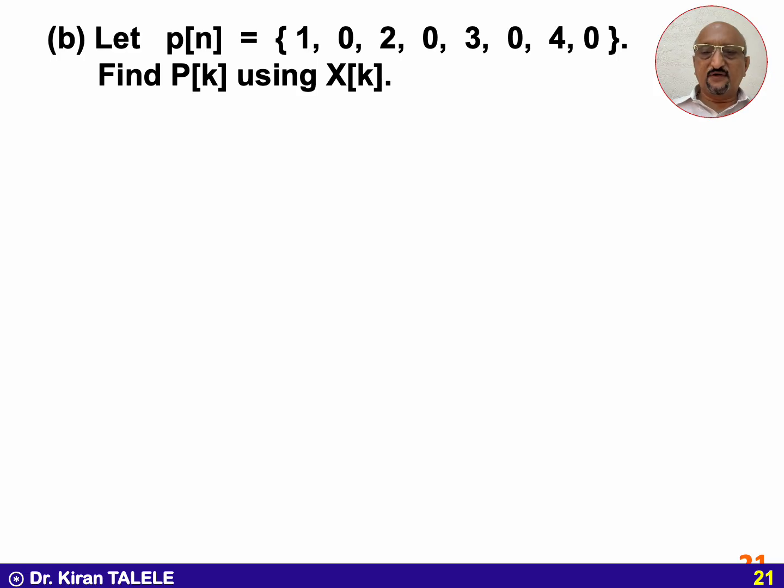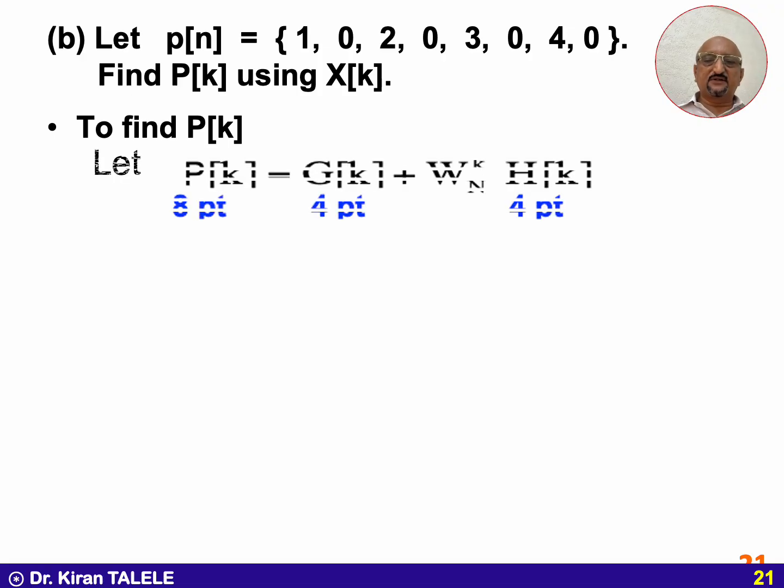Now in this question, we have to find P of k using X of k. P of k in terms of X of k is possible only when p of n is possible to write in terms of x of n. So first you have to compare the samples of p of n with x of n, and then you have to write P of k in terms of X of k. We can easily make out that alternate values are 1, 2, 3, 4, which is exactly the same as x of n. That means p of n is related to x of n.